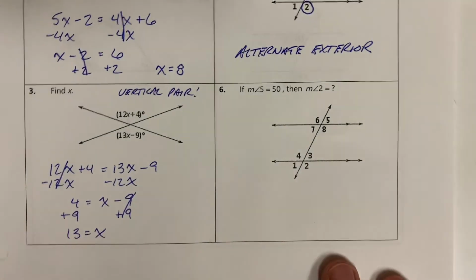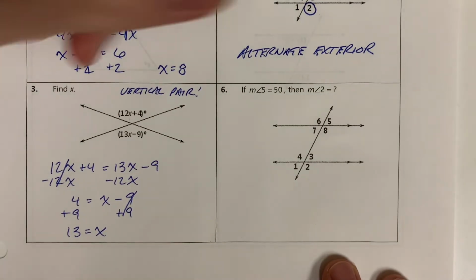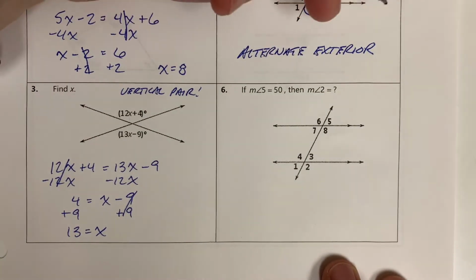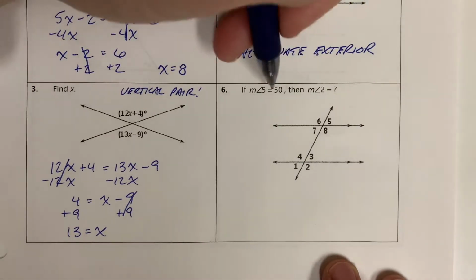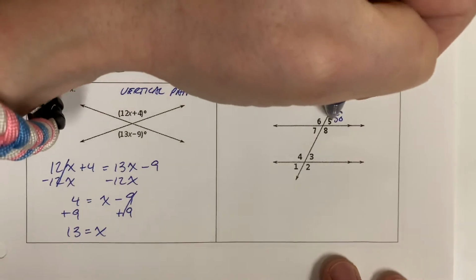Number 6, if measure of angle 5 is 50, then what's the measure of angle 2? What I like to do here is start labeling all of my angles to see how many of these are actually equal to 50, since 5 is 50. So I'm going to put a 50 right here.